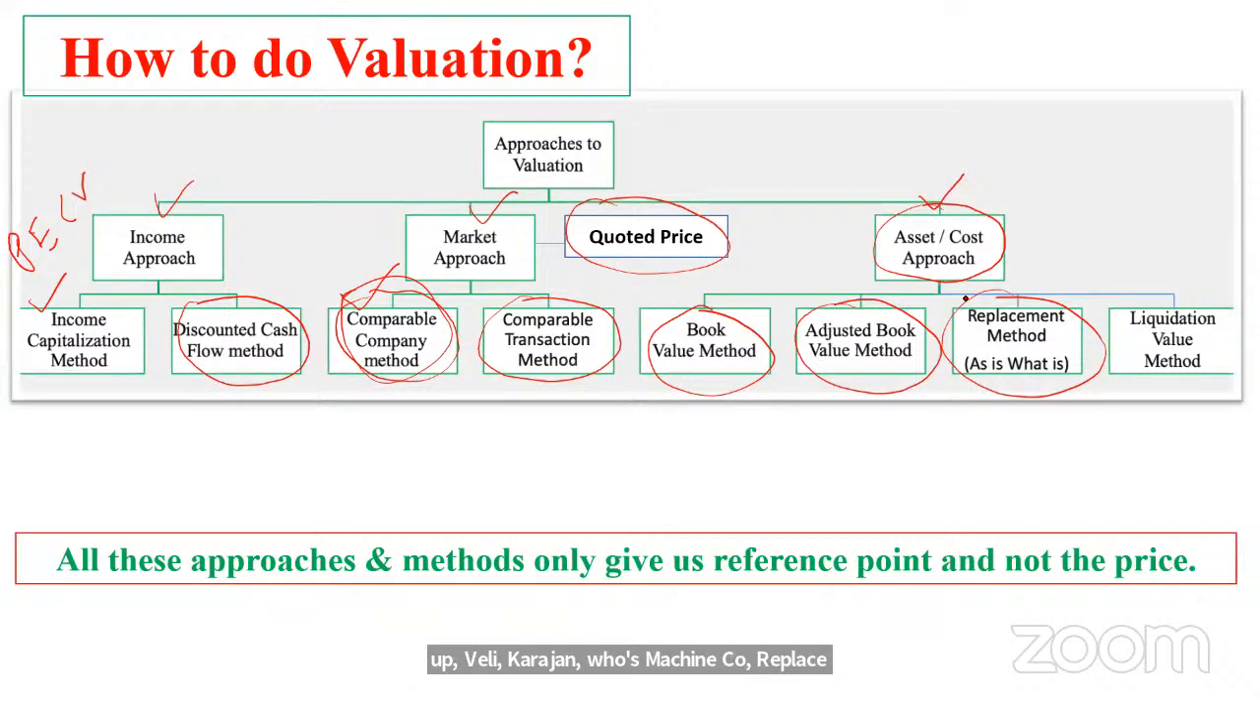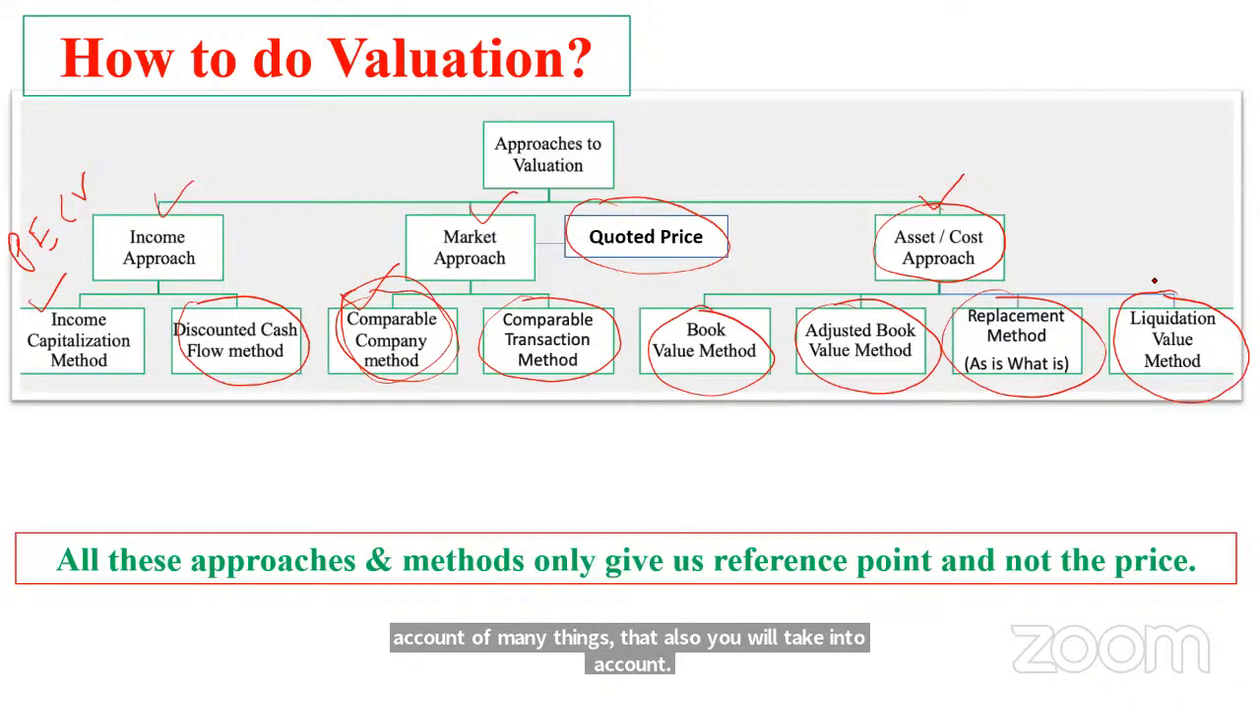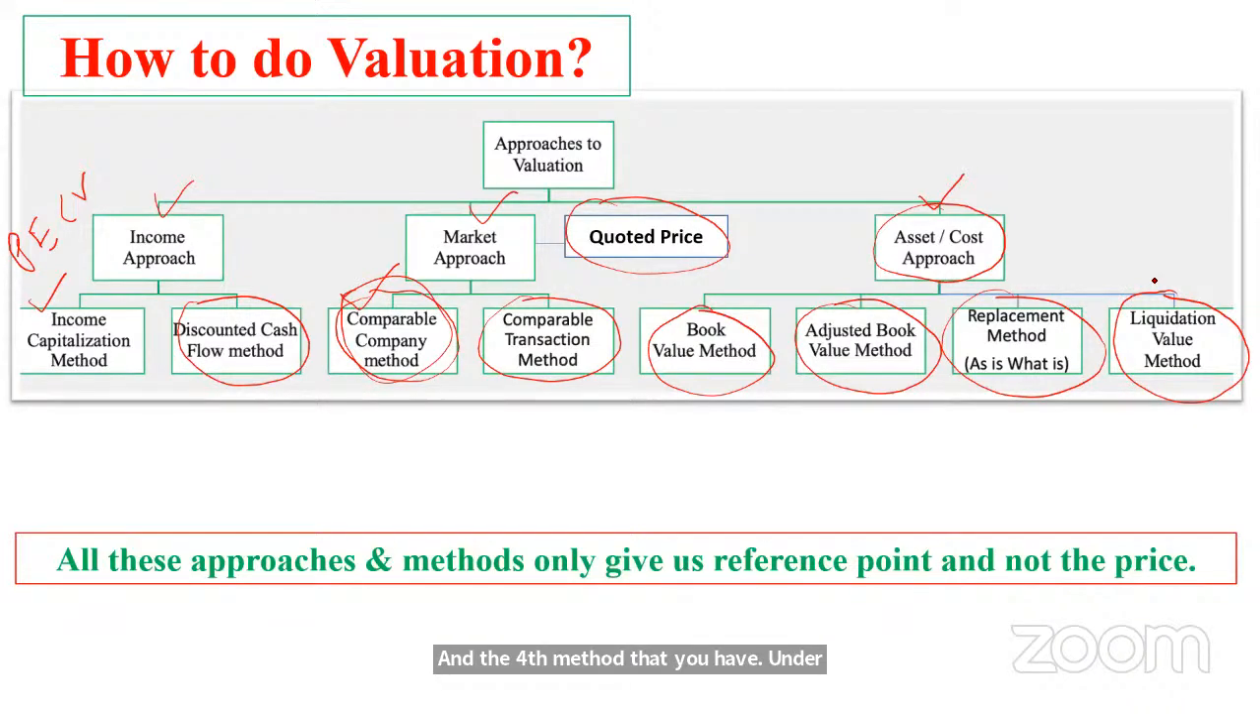No, replacement method means, for the asset that you're trying to replace, what is its current condition. So what should be the value of an asset which is exactly the same type as the asset that you're trying to value? That means you will make the adjustment for depreciation and other reductions in the value of that asset, which can be on account of many things, that also you will take into account. And the fourth method that you have under the asset approach is known as the liquidation value method.